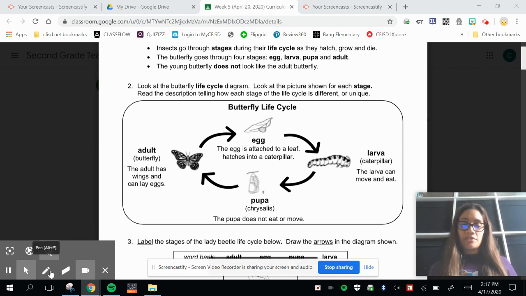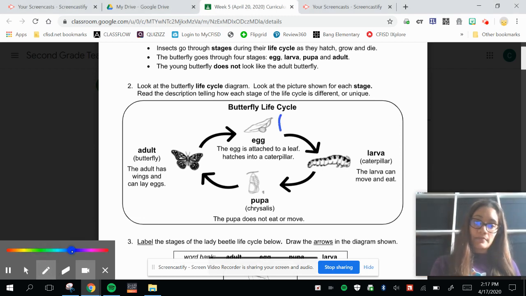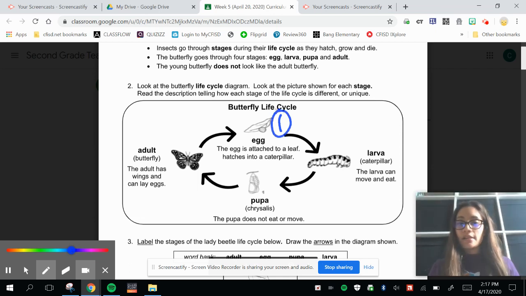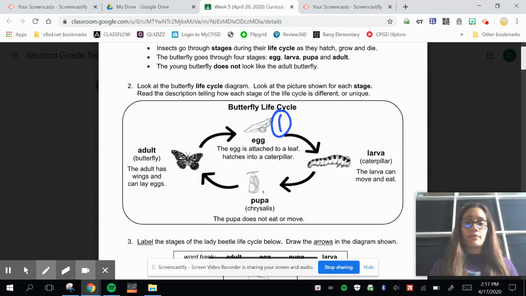So the first stage of a butterfly life cycle is the egg. That is first. The egg is attached to a leaf. And from that point, when it hatches, it emerges as a caterpillar. So the first stage, the egg does not move. It does not eat. It is getting ready to hatch into a caterpillar.